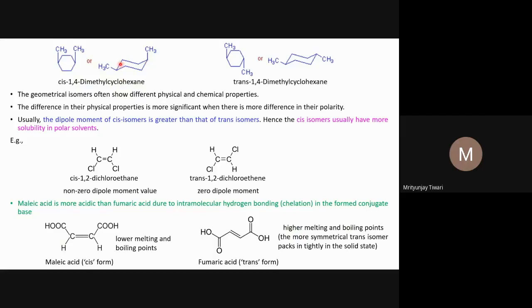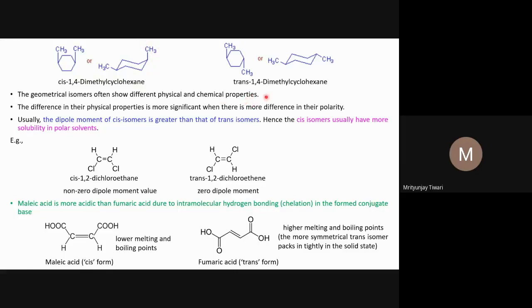Usually, if bulkier groups are there, they take the equatorial position, because when groups are at equatorial positions there are lesser dihedral interactions, and because of that the energy of such conformers is lower. So if there are two CH3 groups, let's keep one CH3 group on the equatorial position. If I keep the other CH3 group at the fourth position also equatorial, it will go in this direction, on the opposite side at a 180-degree angle, so that will become trans. So to make the cis form, this CH3 group will be on the axial position.